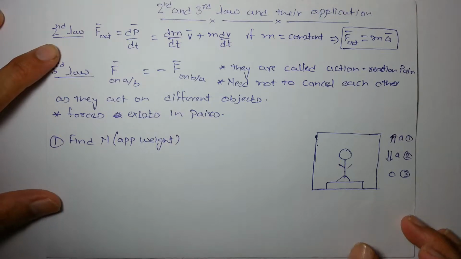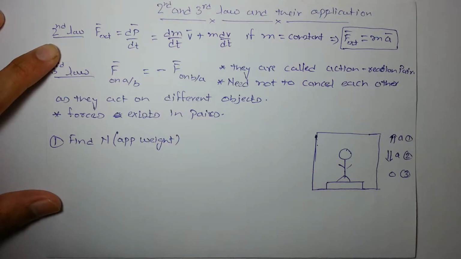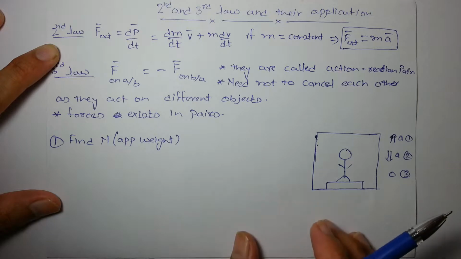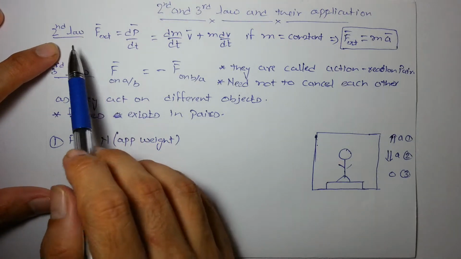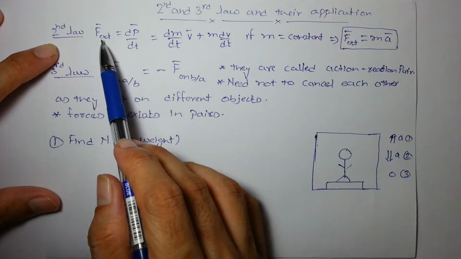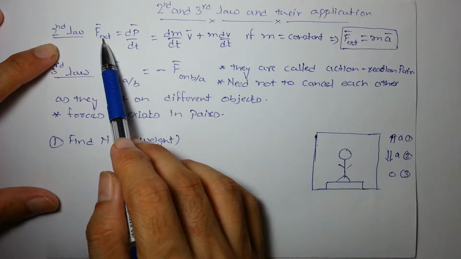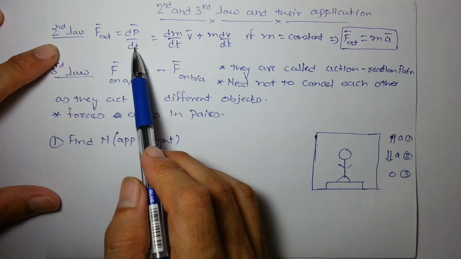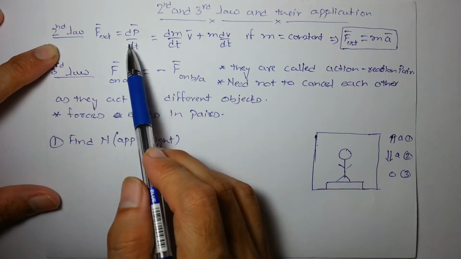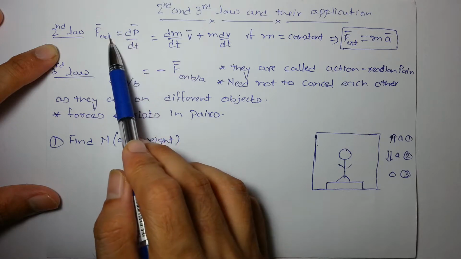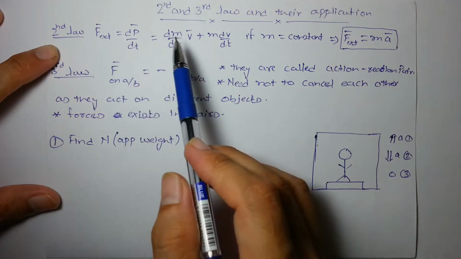Hi guys, in this video I'll talk about Newton's second and third law and how they can be applied. Okay, so let's start with the second law. The second law says that the net external force on the system is the rate of change of its linear momentum. Simply, the rate of change of linear momentum is the external force on the system.